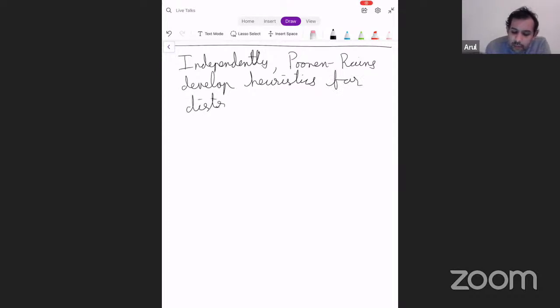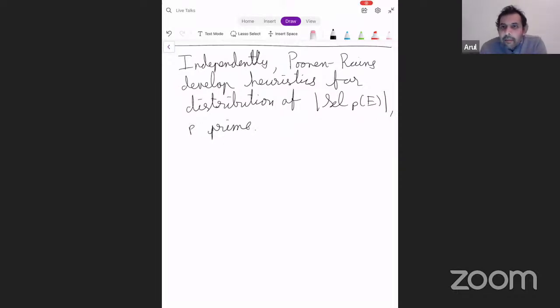So they develop heuristics for the distribution of the sizes of the P-Selmer groups of elliptic curves for all primes P. And because they can get the entire distribution, they can predict not only what the average of the P-Selmer group should be, but also what all the higher moments of the P-Selmer group should be. So for example, they predict that the average size of the 2-Selmer group of elliptic curves should be 3.